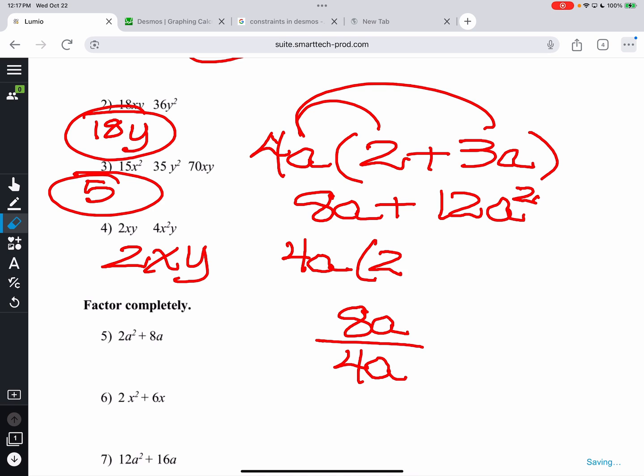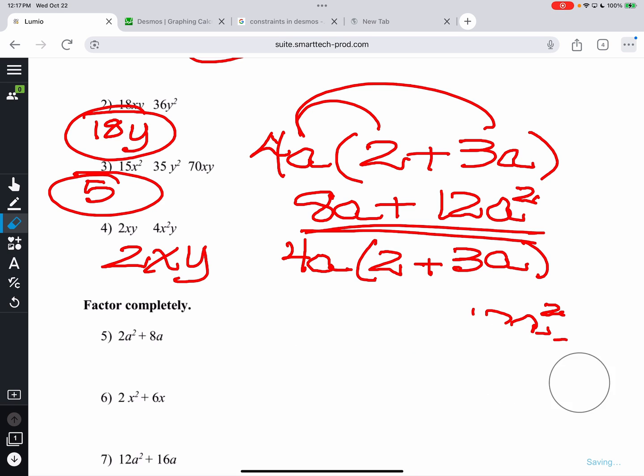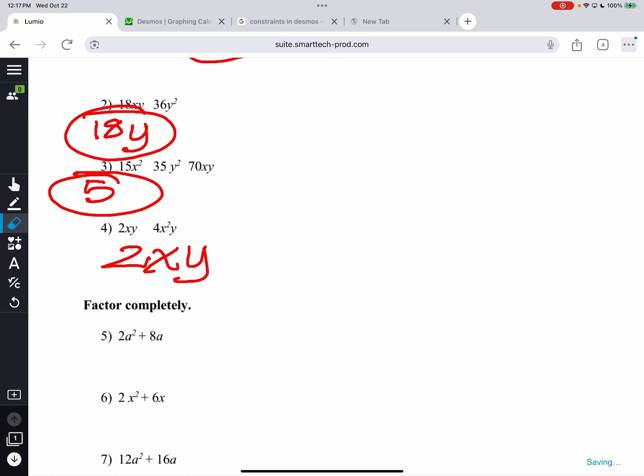Just 2. And then when we take 12a squared and divide it by 4a, 12 divided by 4 gives us what? 3. And then subtract your exponents, we get an a. So do you see how this is what we're going to do down here. We're going to be given the answer that would come about if we distributed. We're going to figure out what the greatest common factor is and then what's left behind. All right, so let me erase. That was just an example, numbers I made up.